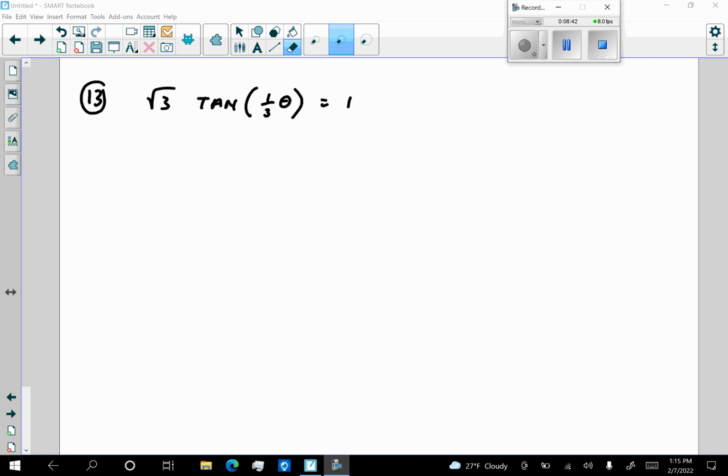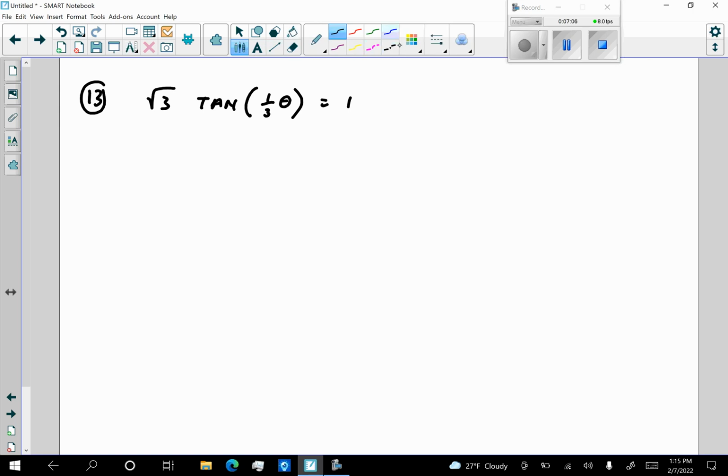So now I have another example off of Lori. Here's the equation: square root of 3 tangent of 1/3 theta is equal to 1. I'm going to again use the substitution method. And what do you think, Alfonso? What substitution, what A are we going to use here? You are correct, Alfonso.